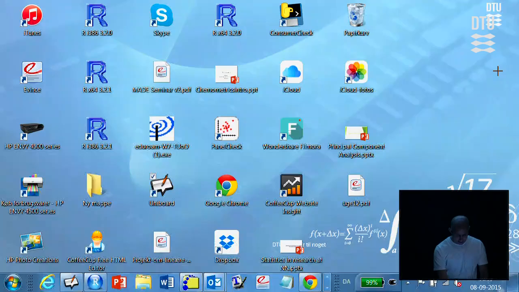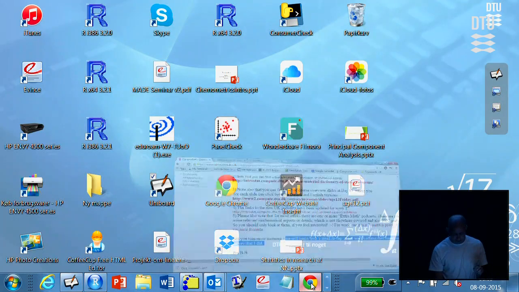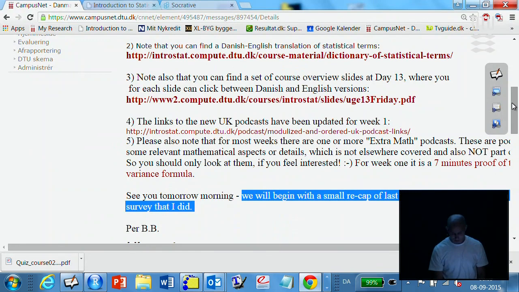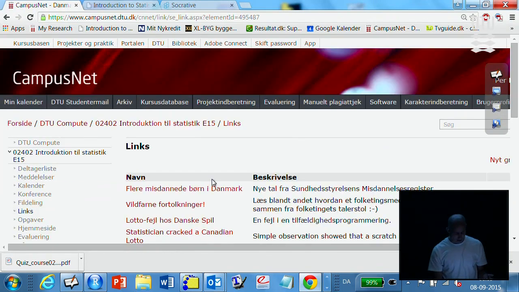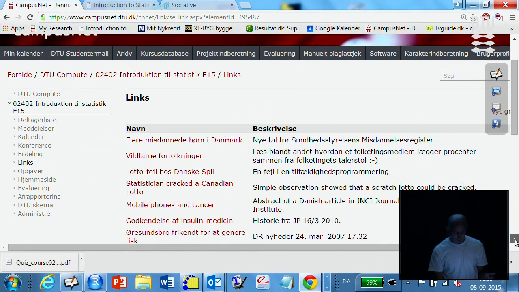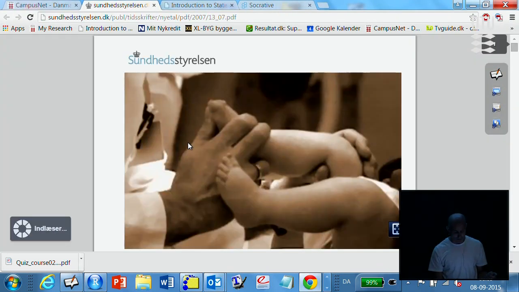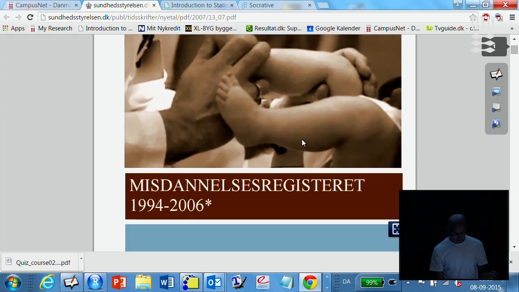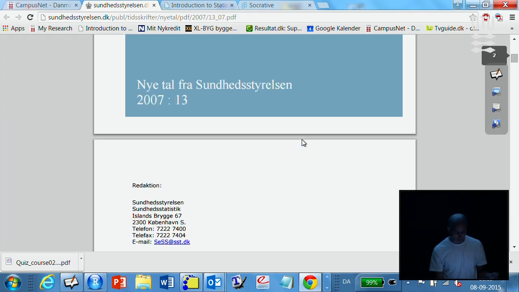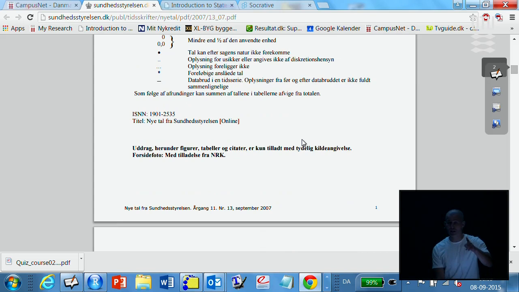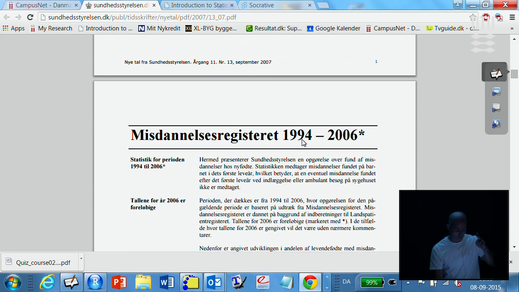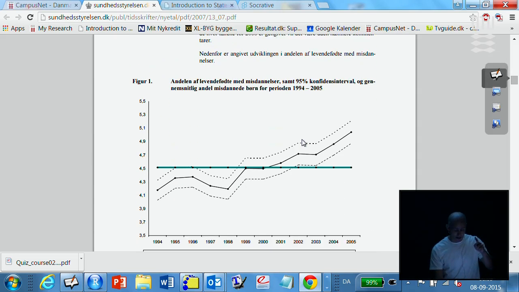Before doing that, let me just motivate it. If you didn't get the idea, I hope you did, and I think many of you will have done. In the CampusNet, there are a number of nice stories and links. For instance, this one. This is a report from Sundhedsstyrelsen some years back, just to make a little point here, that this course is about looking at data, analyzing data, understanding our data in the right way.